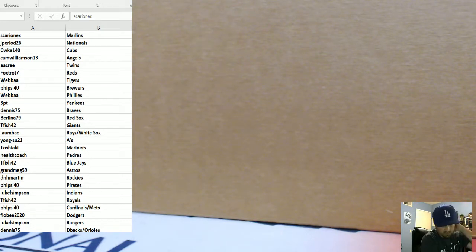T. Fish with the Royals, Fireside Cardinals, Mets, Floby with the Dodgers, Luke Simpson with the Rangers, and Dennis with the D-backs and Orioles. Y'all feel free to trade away.